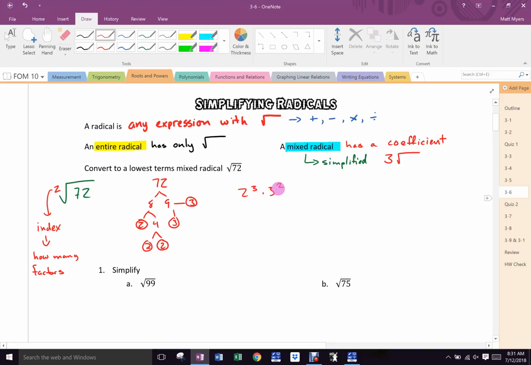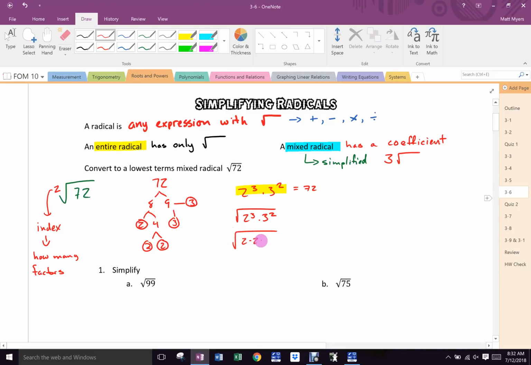So does that not mean that if this right here equals 72, and I want the root of 72, could I not do the root of 2 cubed times 3 squared? Because 72 is the same thing, yes? Everyone agree?